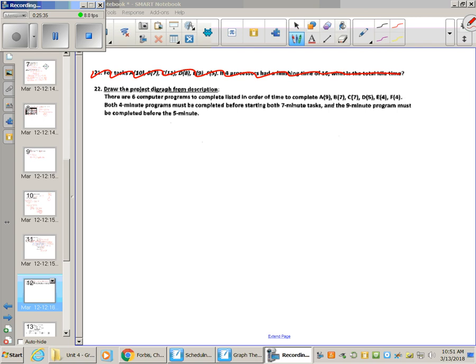Okay, so it says draw the project diagram. So we're going to have a start and we're going to have an end. And it says there are 6 computer programs to complete listed in order of time to complete A, B, C, D, E, F. Both 4-minute programs must be completed before starting 7-minute task, and the 9-minute program must be completed before the 5-minute. I know that sounds confusing, but I think it might be helpful to create a little T-chart to organize our information with our tasks and our prereqs.